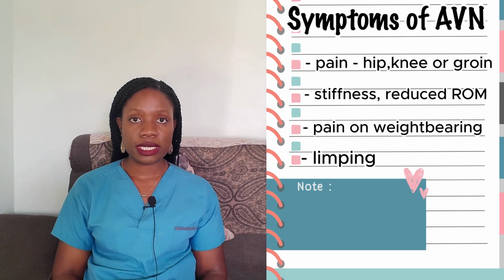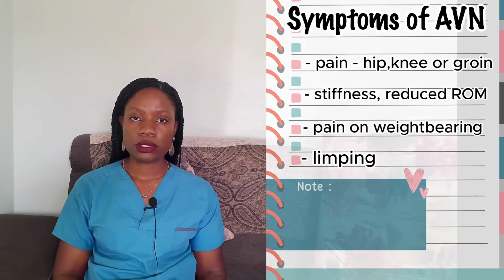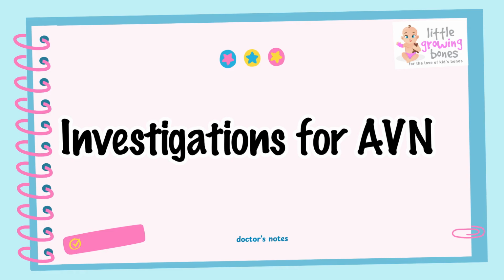Another symptom is limping. This tends to occur as the condition worsens and the bone starts to collapse. The symptoms often develop gradually, making early detection challenging, but it is critical if it's picked up early, right?